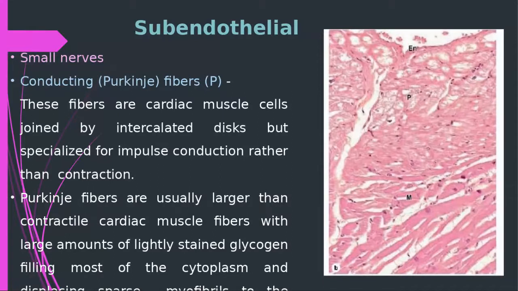So basically these fibers are cardiac muscle cells joined by intercalated discs, but specialized for impulse conduction rather than contraction. So basically they conduct the waves.